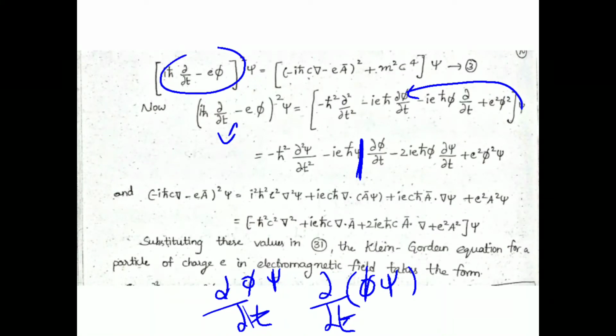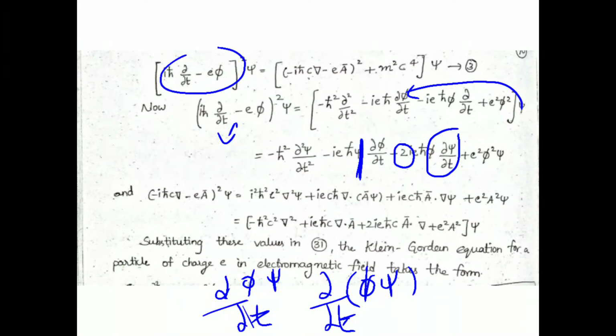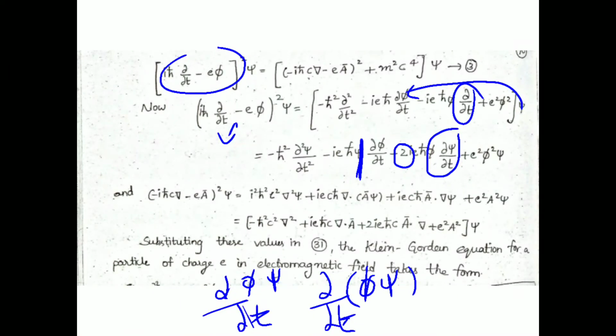Next we are having phi into dou xi by dou t. Here you can see phi into dou xi by dou t. But here we are having 2, and here there is only 1. So this is one form. Next, if we multiply with xi inside, what would we have? We are simply having dou by dou t. So dou by dou t multiplied with xi is nothing but dou xi by dou t. We would have another dou xi by dou t term.